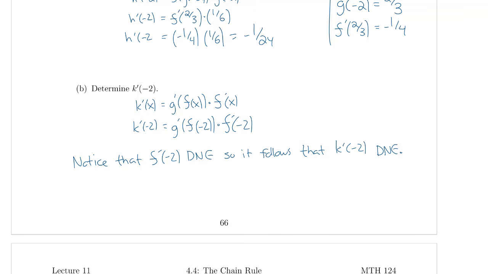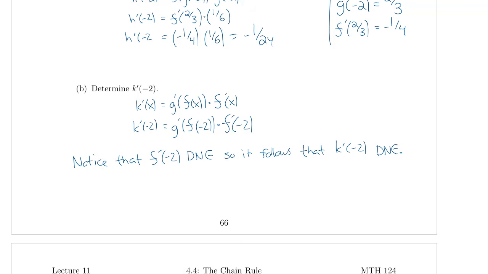So this is what you should come up with. When we write out the derivative according to chain rule for k of x, we should get the following expression, and that's because, remember, k is the composition of g with f. This looks a little bit different, and when we substitute x equals negative 2, we get the following equation, and this means that we need f of negative 2 first and f prime of negative 2.